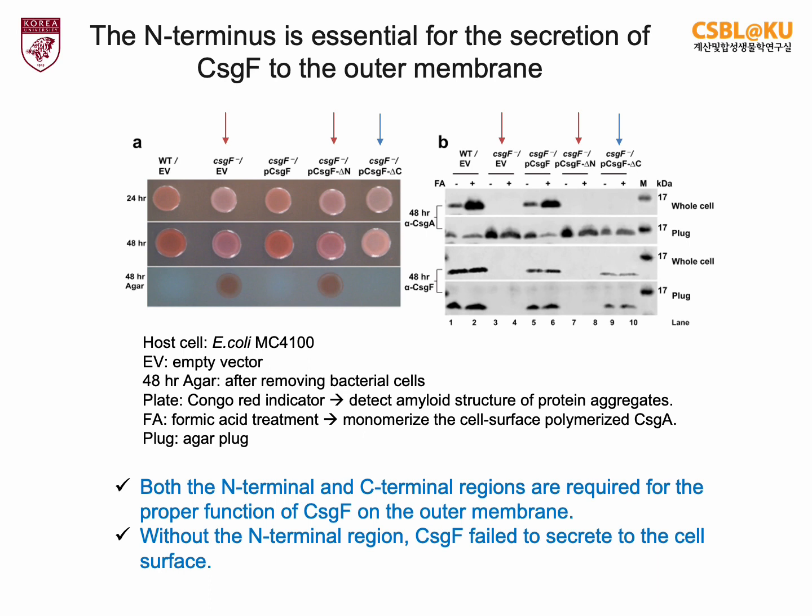Similarly, CsgF knockout cells with C-terminal and N-terminal truncated plasmids showed no CsgA in the whole cell but CsgA was found in the agar plugs. Therefore, they showed a similar result to Figure A. So these results indicate that both the N-terminal and C-terminal regions are required for the proper function of CsgF on the outer membrane, and without the N-terminal region, CsgF failed to secrete to the cell surface.